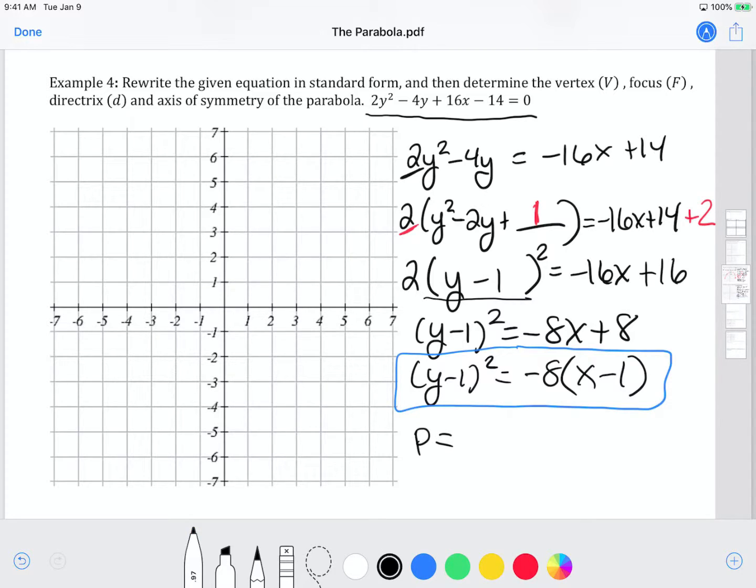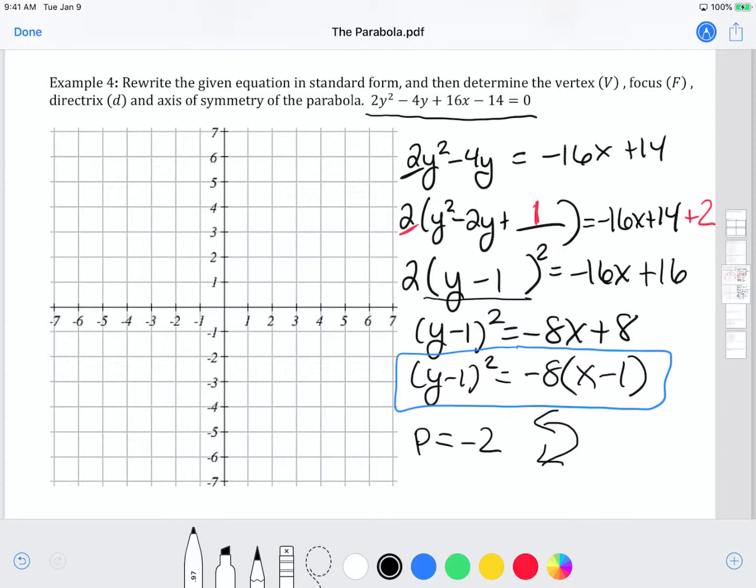My value of p is going to be negative 2, because if 4p is negative 8, then p would have to be negative 2, which means this is going to open to the left. We knew it was going to open either right or left because it was the y that was squared. The fact that p is negative tells me that it's going to open to the left. So the fact that y is squared and p is negative means it's going to open to the left.